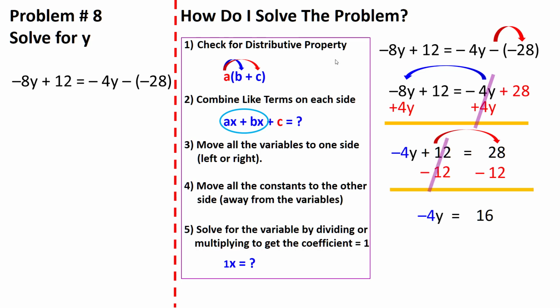Next, I simplify. I get negative 4y equals 16. Step 5. I solve for y. I divide both sides by negative 4. I get 1y equals negative 4. The answer is y equals negative 4.